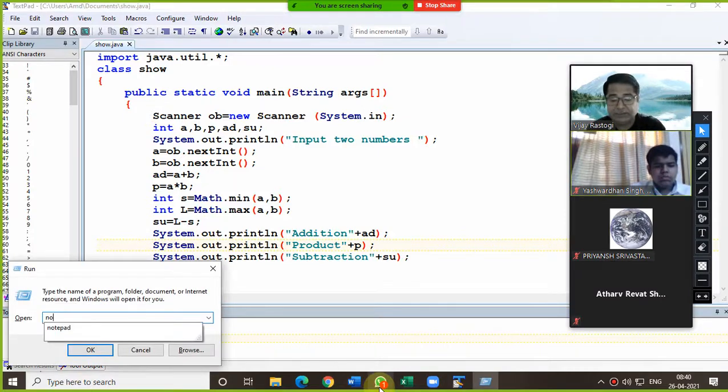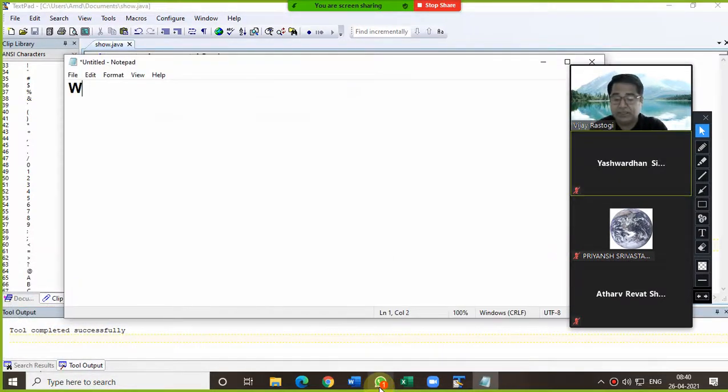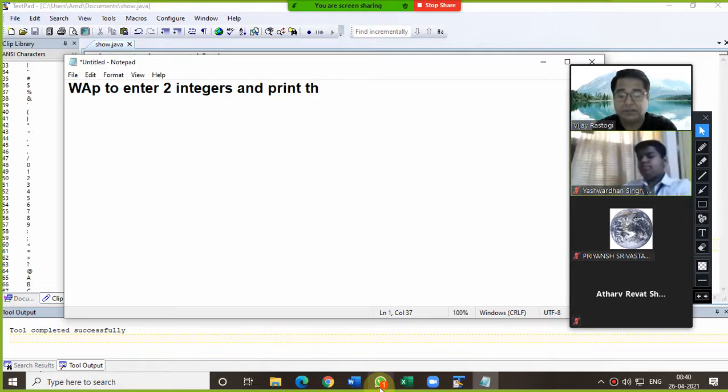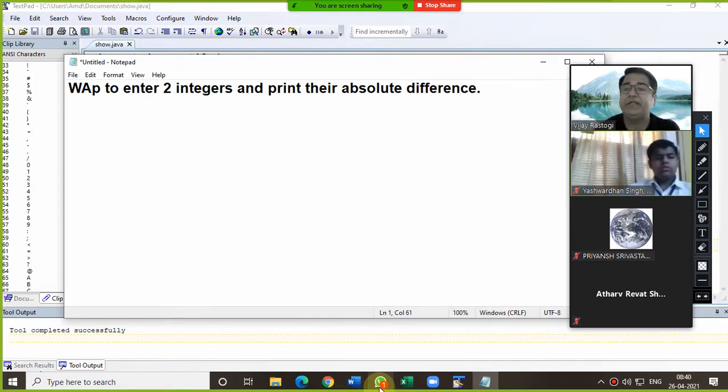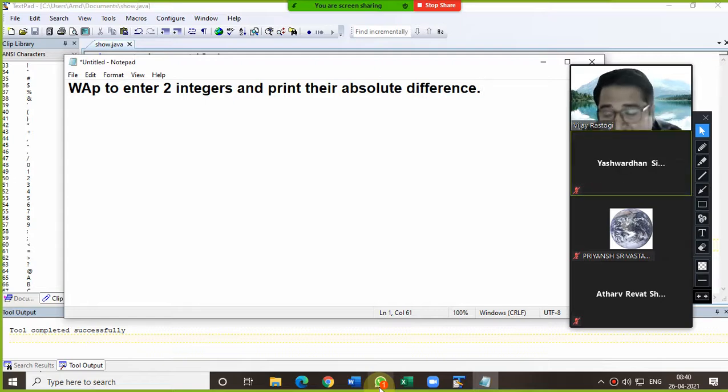Now my next question for the classwork is: write a program to enter two integers and print their absolute difference. Everybody write down this question in your notebook and send the solution in the GCR only. We have to enter two integers and print their absolute difference.